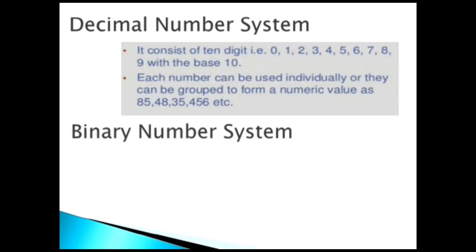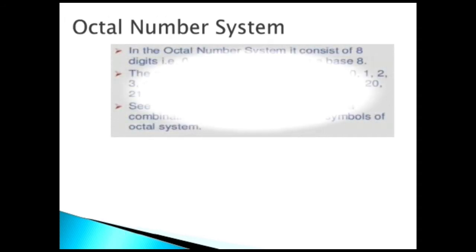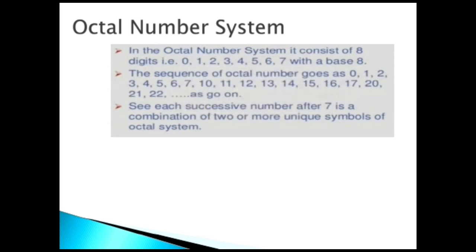The binary number system is a number system which consists of 2 digits, 0 and 1. The base of this number system is 2. The octal number system has a base of 8, or radix of 8, and uses digits 0, 1, 2, 3, 4, 5, 6 and 7.